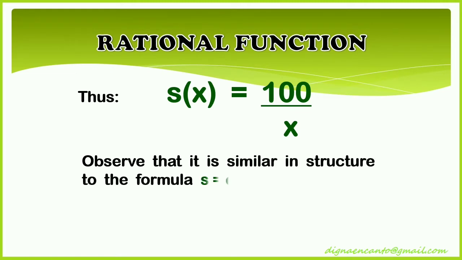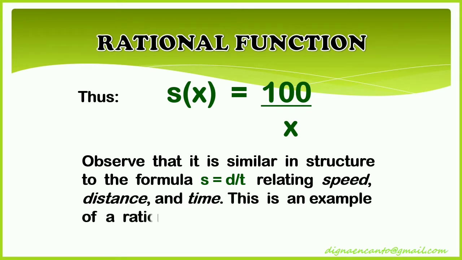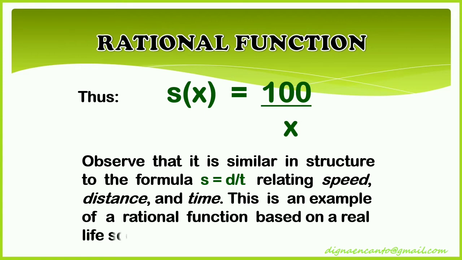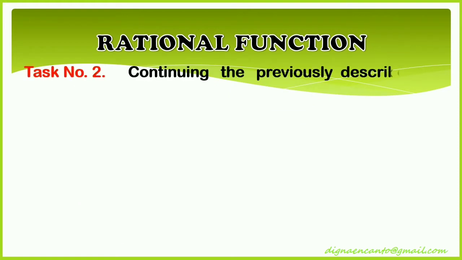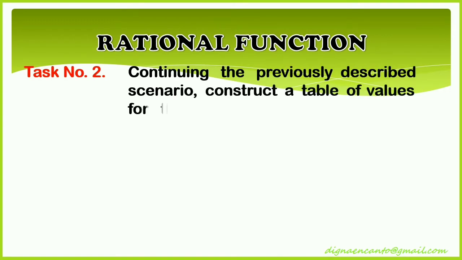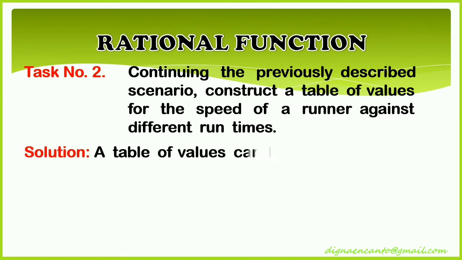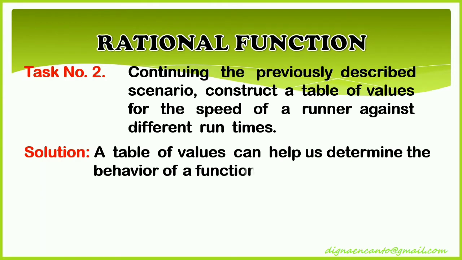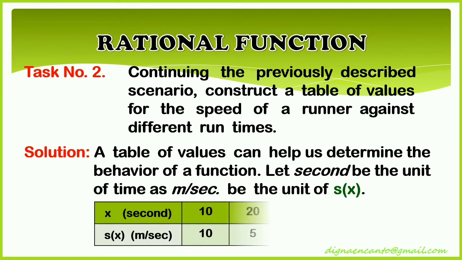Observe that it is similar in structure to the formula s = d/t, relating speed, distance, and time. This is an example of a rational function based on a real-life scenario. Task number 2. Continuing the previously described scenario, construct a table of values for the speed of a runner against different run times. Solution: a table of values can help us determine the behavior of a function. Let second be the unit of time, and meter per second be the unit of the function s(x).